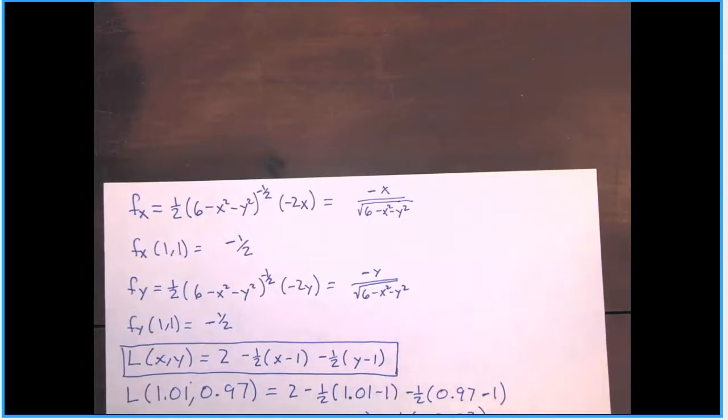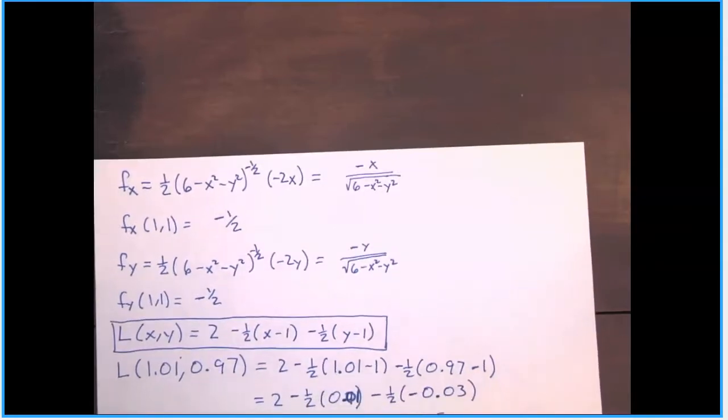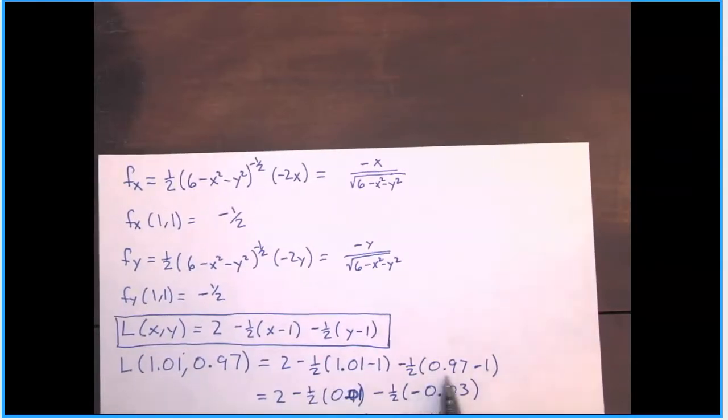So I want to find an approximation for the function value at (1.01, 0.97). This point is pretty close to (1, 1), so I can use this linearization. If I plug in 1.01 for x and 0.97 for y, now these subtractions are pretty easy. 1.01 minus 1 gives me 0.01. 0.97 minus 1 gives me negative 0.03.